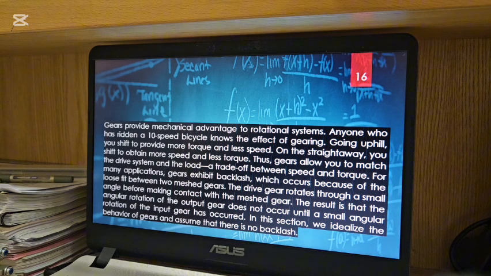For many applications, gears exhibit backlash, which occurs because of the loose fit between two meshed gears. The drive gear rotates through a small angle before making contact with the meshed gear. The result is that the angular rotation of the output gear does not occur until a small angular rotation of the input gear has occurred. In this section, we idealize the behavior of gears and assume that there is no backlash.